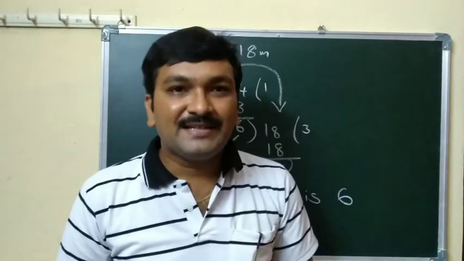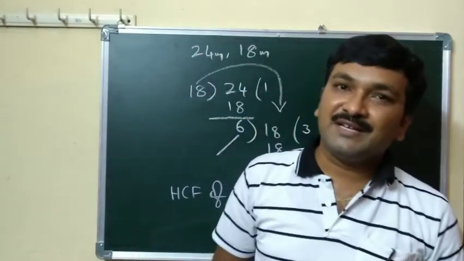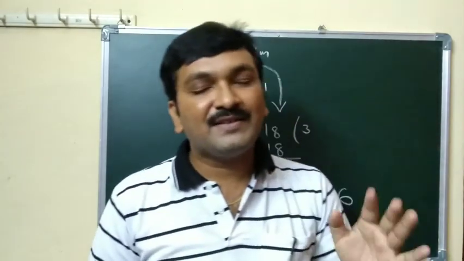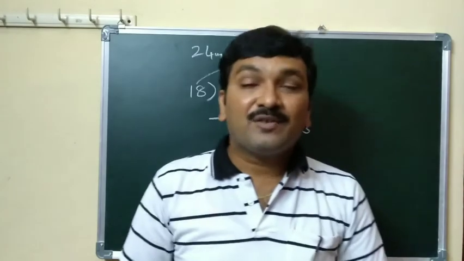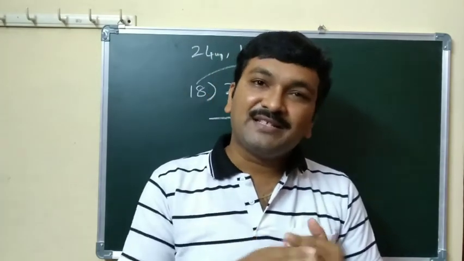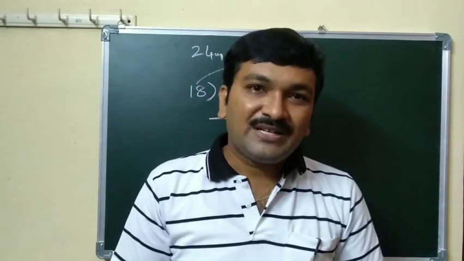Next one is LCM, least common multiple, and HCF, highest common factor. Otherwise we also say GCD, greatest common divisor. The relation between this LCM and HCF I also gave, that is number 1 into number 2 equals LCM into GCD. And the divisibility rules.